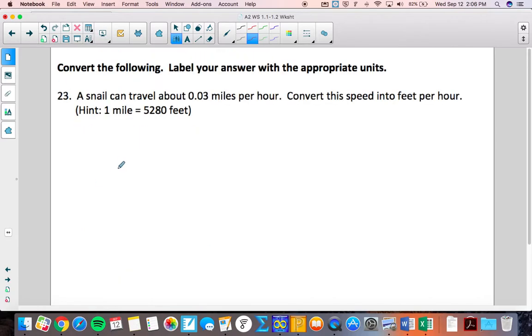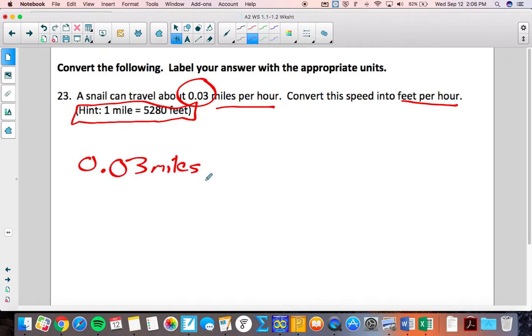Last but not least, a snail can travel at 3 miles per hour. Convert this speed into feet per hour. To do that, you have to realize that what we're changing is really miles to feet. So you have to look up the conversion factor. It takes 5,280 feet to equal a mile. So let's write down what we have. We've got 0.03 miles. Now per hour.